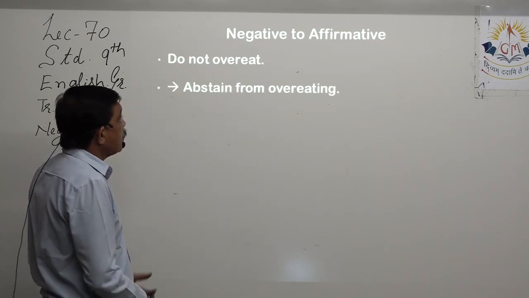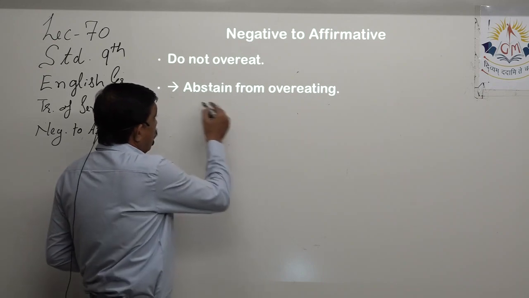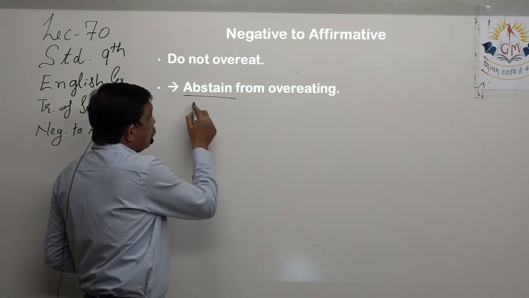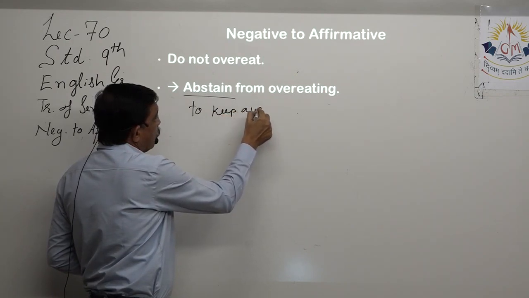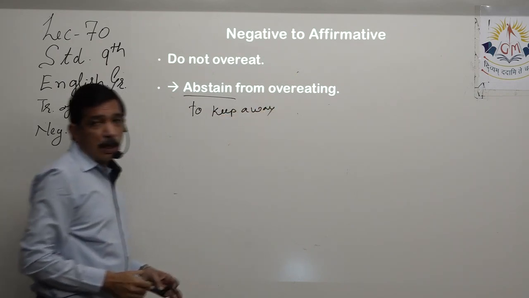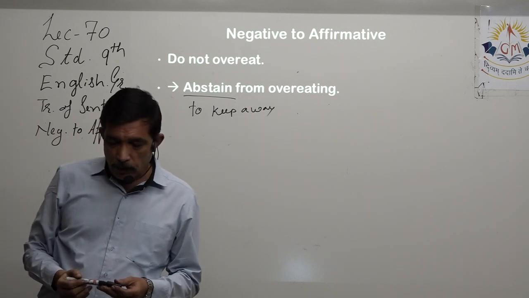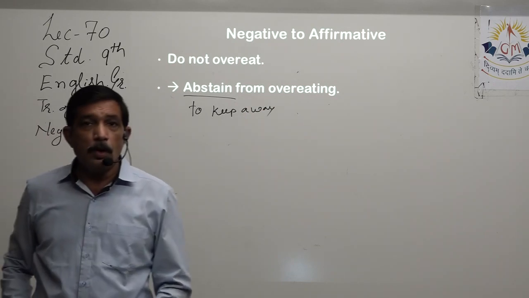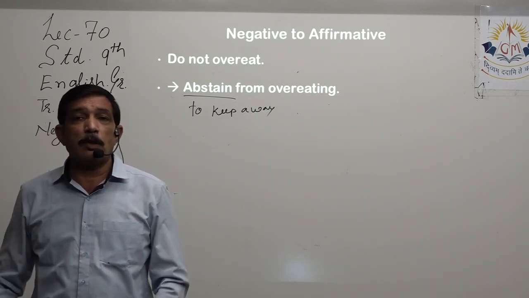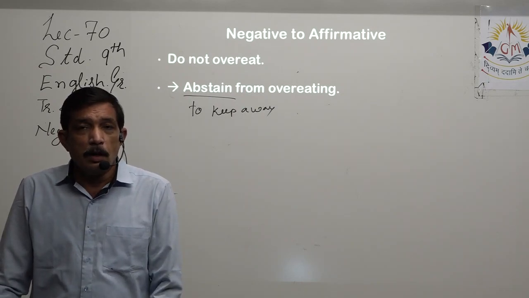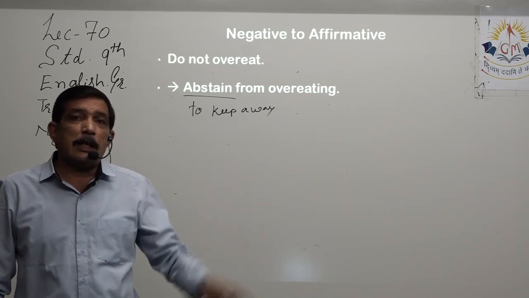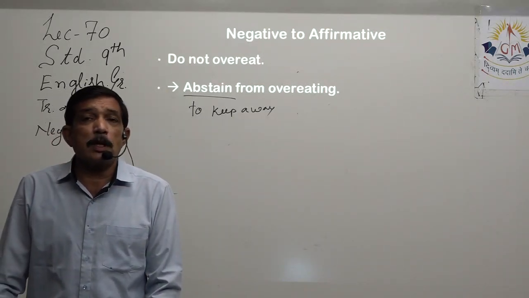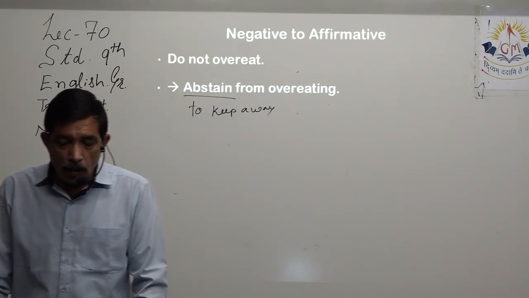Answer is abstain from. Abstain means to keep away. Abstain means to keep yourself away from, or to keep on holding yourself from overeating. Yes, abstain. Just keep away or stay away, right? So stay away from overeating.